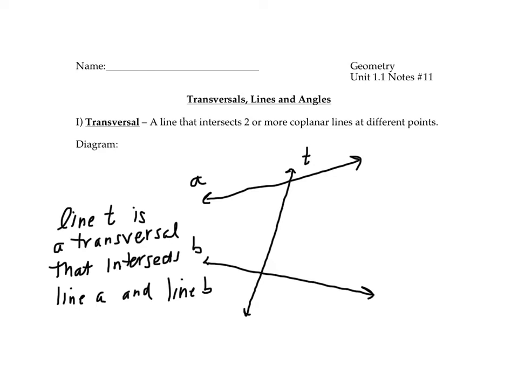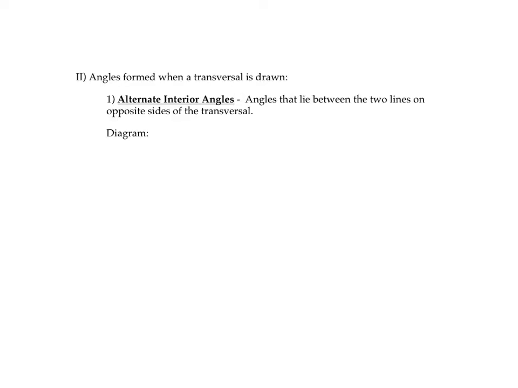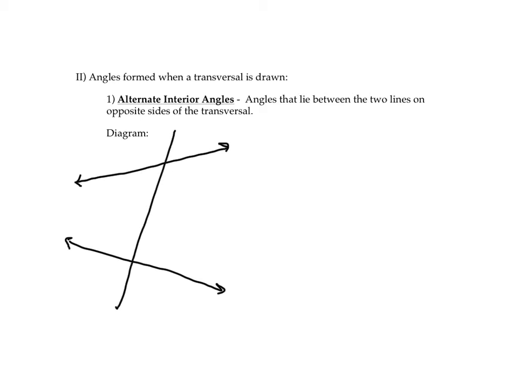Now, when we have that picture of those two lines being cut by a transversal, notice that a lot of angles are formed. So in this first case scenario, we're going to be taking a look at the angles referred to as alternate interior angles. Alternate interior angles are defined as angles that lie between the two lines on opposite sides of the transversal.